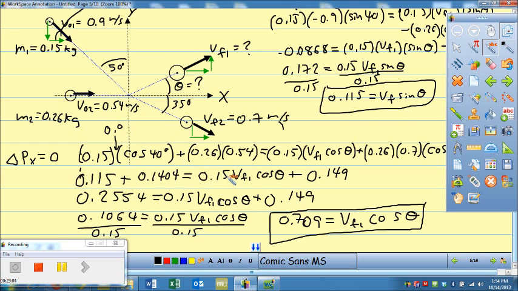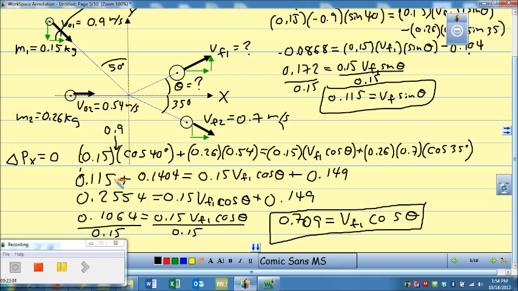0.9. And then here we have our 0.26 times 0.54. That's m1v2. See, I put the cosine, but I forgot the 0.9. Let's see if maybe we get closer answers. And then finally, in our x direction, we have the same mass, the v final that we're looking for, times the cosine of the theta that we're looking for, plus the second mass, and then we know it's 0.7 and the cosine of 35 degrees.